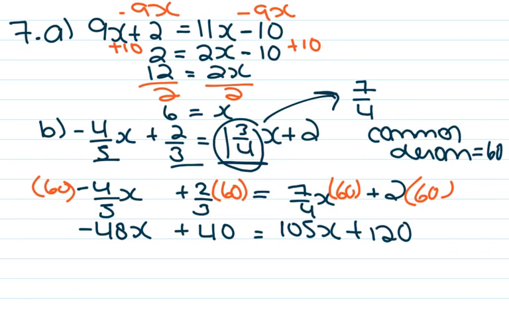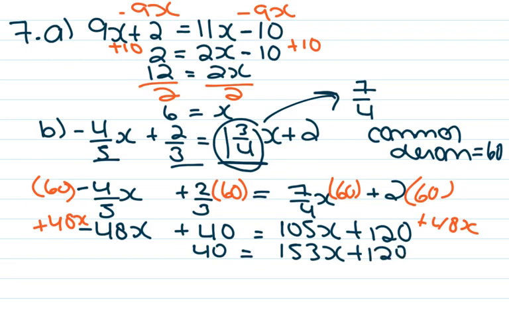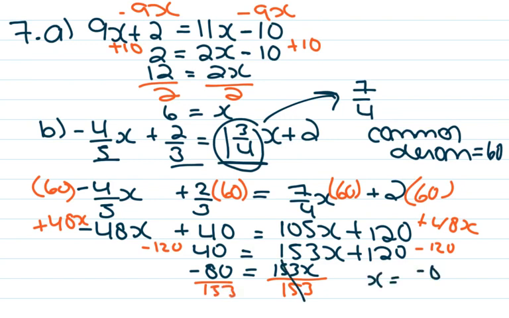Now I'm going to get all the x's onto one side by adding 48x to both sides. And that leaves me with 40 equals 105 plus 48, which is 153x, plus 120. And then I'm going to subtract 120 from both sides. And I'm left with negative 80 equals 153x. And then divide both sides by 153. And x equals negative 80 over 153, which can't be reduced.